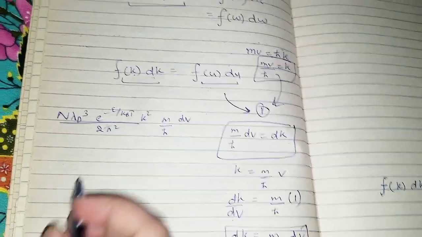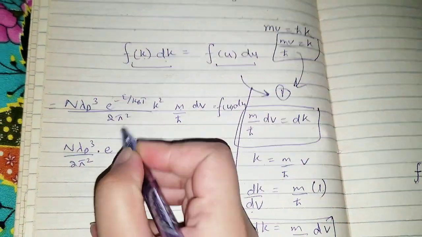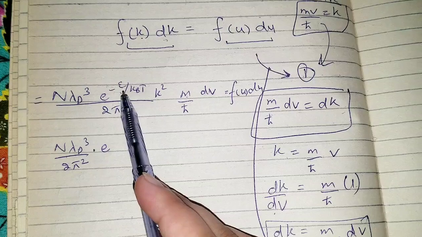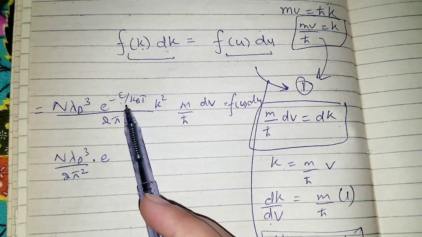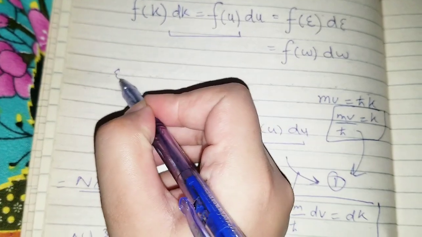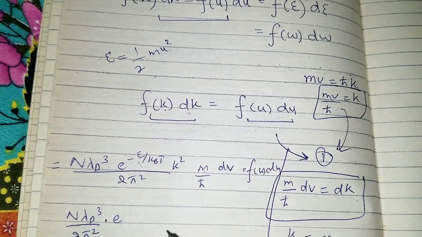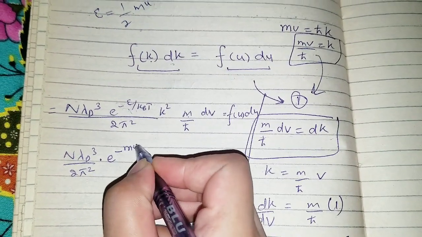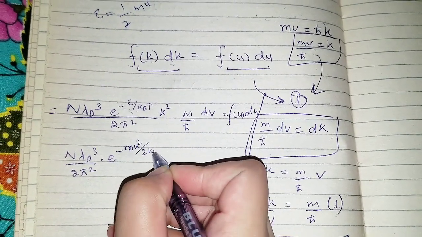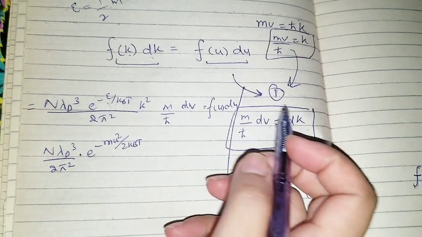And we have e to the power, this is E, the kinetic energy, and since we want to express the whole expression in terms of u, we will put the value of kinetic energy in terms of velocity, which is 1/2 m u squared. We'll put that value right into this expression, so it will become m u squared in the numerator and 2 k_B T in the denominator.